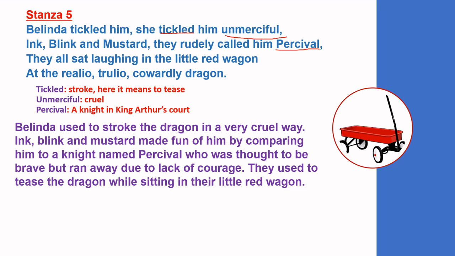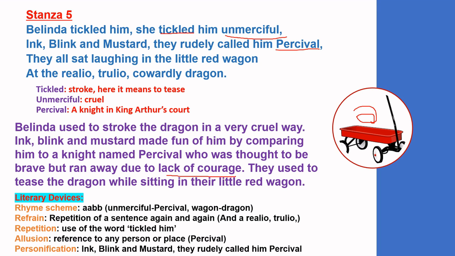In this stanza, we see Belinda used to stroke the dragon or tease the dragon in a very cruel way. Ink, Blink and Mustard made fun of him by comparing him to a knight named Percival, who was thought to be brave but ran away due to lack of courage. And they used to tease the dragon while sitting in their little red wagon. So as you can see here, this little red wagon.